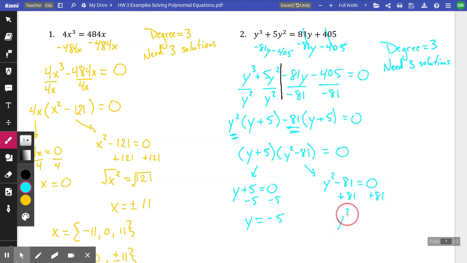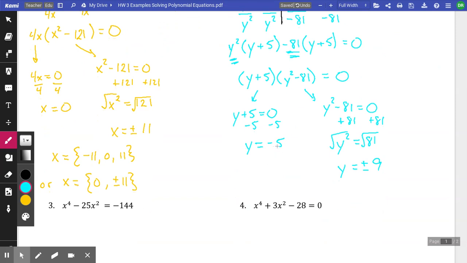gets y squared on this side of the equation equal to 81, and I can take the square root here and here, and I get y equals, remembering that y squared gives me 2 solutions, I'll put plus or minus, square root of 81 is 9. And so there are my 3 solutions. I have a negative 5, I have a positive 9, and a negative 9. And so in that shorthand notation, I could show my solutions as negative 5 plus or minus 9.